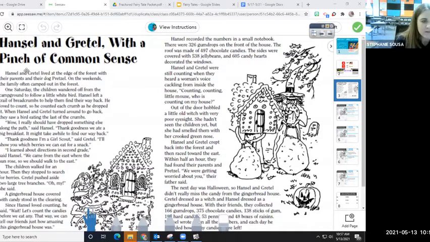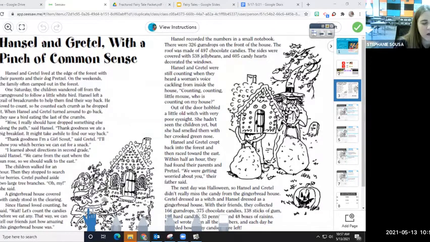Hansel and Gretel lived at the edge of a forest with their parents and their dog Pretzel. On the weekends, the family often camped out in the forest. One Saturday, the children wandered off from the campground to follow a little white bird. Hansel left a trail of breadcrumbs to help them find their way back. He loved to count, so he counted each crumb as he dropped it. When Hansel and Gretel turned around to go back, they saw a bird eating the last of the breadcrumbs.